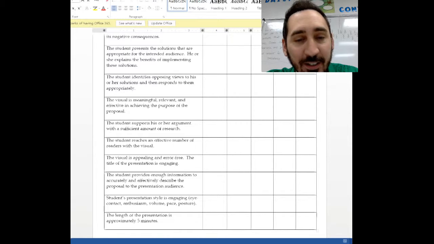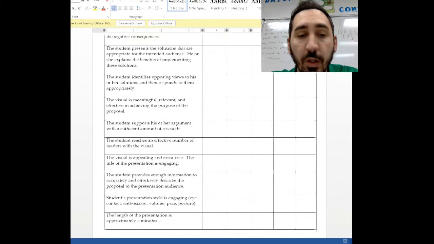The student provides enough information to accurately and effectively describe the proposal to the presentation audience. Are we understanding what you're talking about based on what you're telling us? In those 5 minutes, if I'm still wondering at the 5th minute what the solution is or what the problem is or what we're talking about, then that's a problem. So this is more on your presentation.